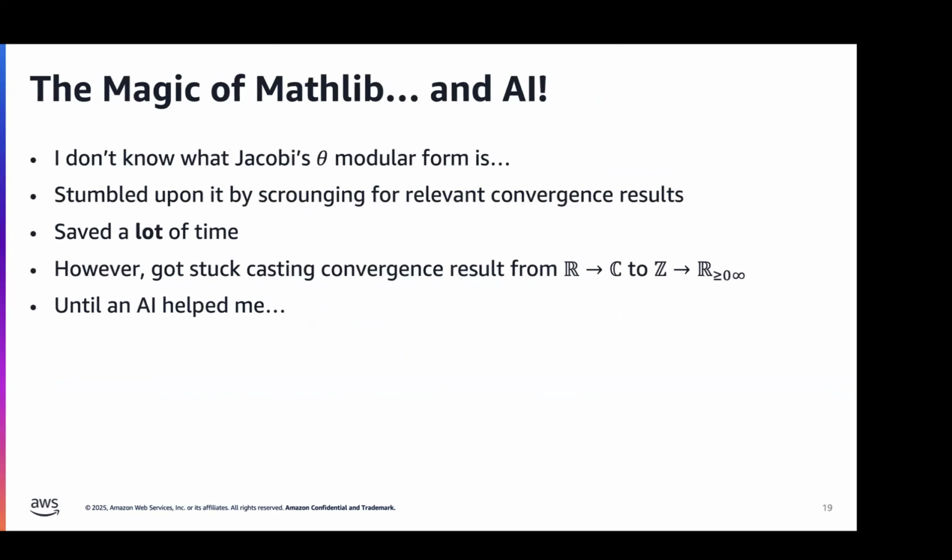I needed to prove convergence results to get to the Poisson summation formula. And to do this, I use grep and other tools like simp? and apply?. But basically, by grepping for results that would allow me to prove that result faster, I ended up stumbling upon this object, the Jacobi theta modular form, and it was fantastic because it saved me a lot of time. I estimate that it probably saved at least 2-3 weeks of work by being able to piggyback on that library. So whoever implemented and verified this Jacobi theta modular form, I thank you because it's been fantastically useful.